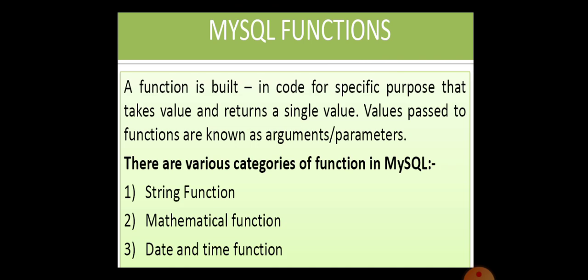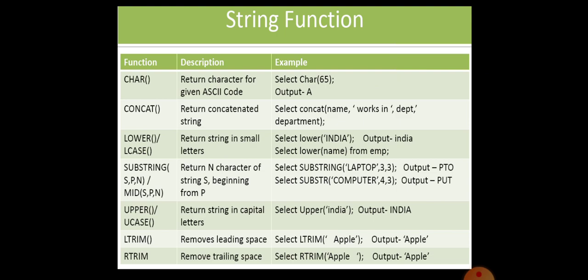A function is inbuilt code for a specific purpose that takes a value and returns a single value. Values passed to the functions are known as arguments or parameters. There are three categories of functions in MySQL: string, mathematical, and date and time. Let me explain some string functions available in SQL.